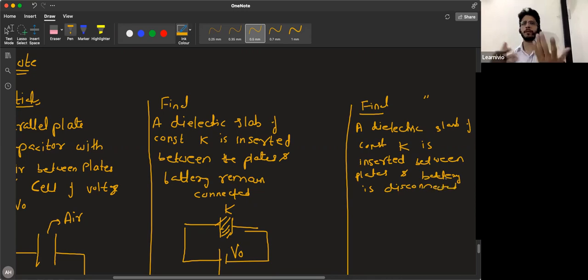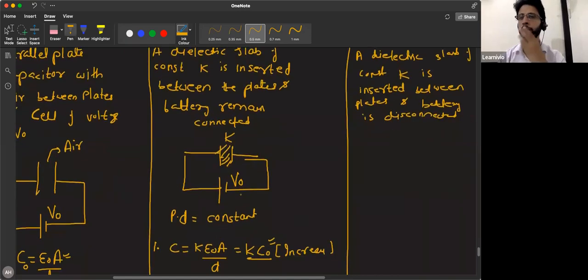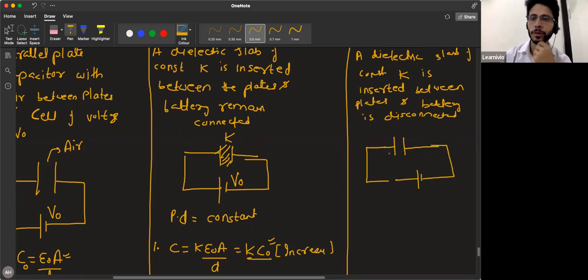When the battery remains connected, the voltage will remain constant. But when you disconnect the cell from the capacitor, the voltage cannot remain constant, because for voltage to remain constant, the battery should be connected in the circuit. On disconnecting the battery, it is the charge which becomes constant.